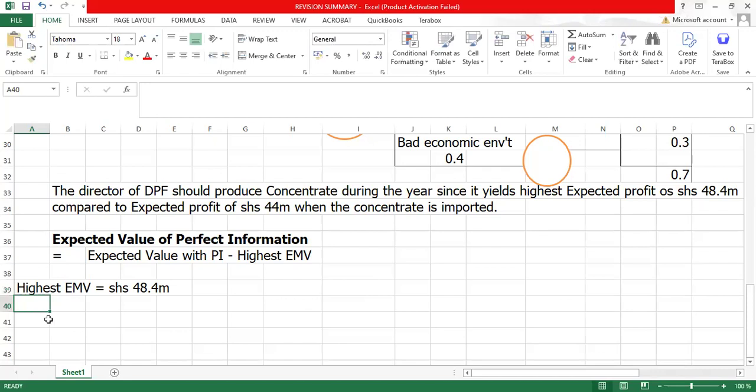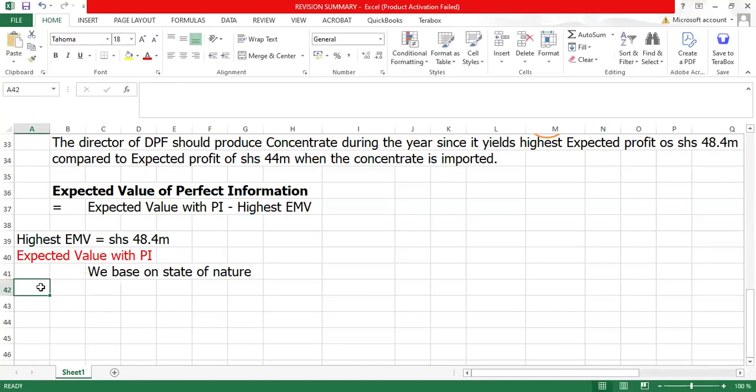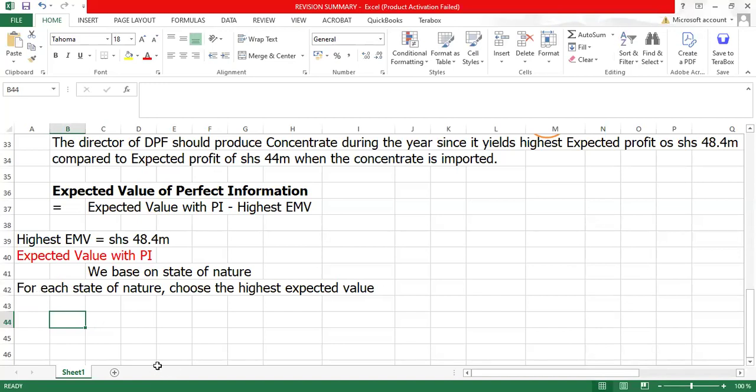Then how do we get expected value with perfect information? For each state of nature, choose the highest expected value. For each state of nature, choose the highest expected value. So we start.